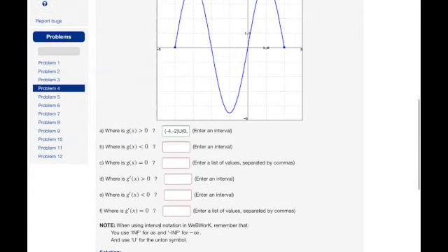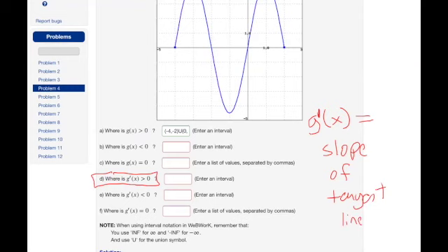g prime of x greater than 0. It's really important, again, to distinguish between g prime of x and g of x. Remember that g prime of x is the slope of the tangent line. So I'm probably going to have to sketch some tangent lines here.